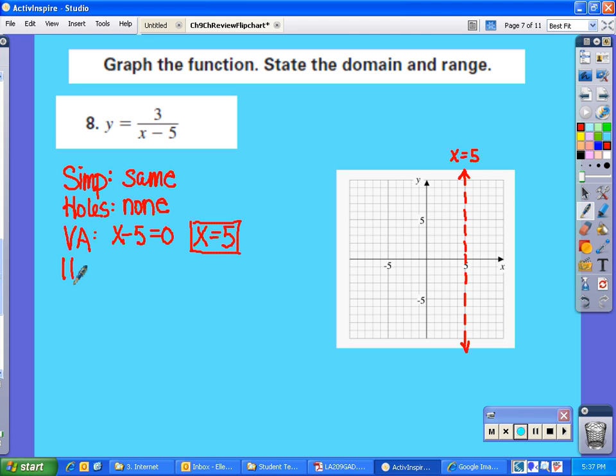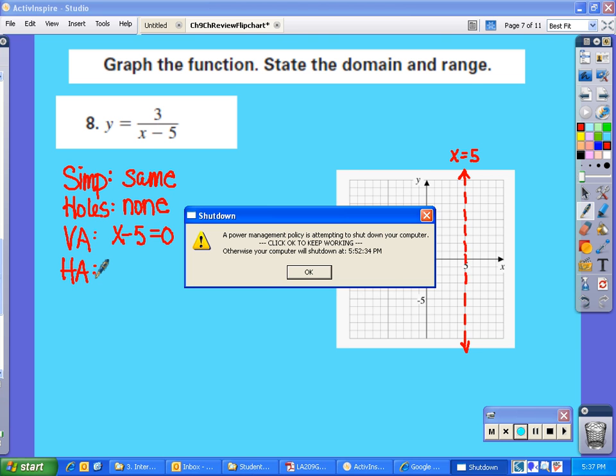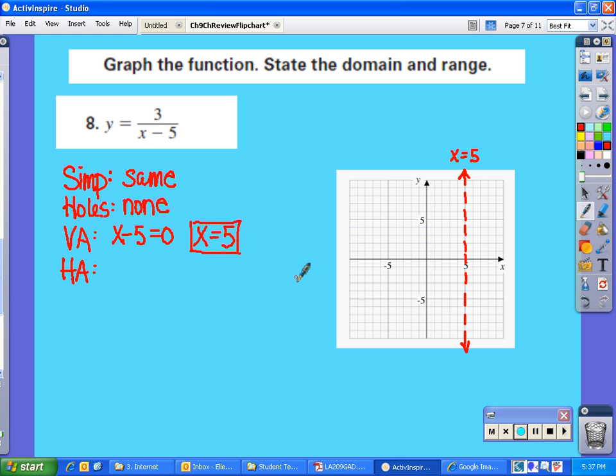Next, let's look for a horizontal asymptote. The horizontal asymptote is determined by looking at the power of the denominator versus the power of the numerator. In this case, we would be considered bottom heavy because the power of the denominator, 1, is greater than the power of the numerator, 0. There is no x in the numerator, notice.